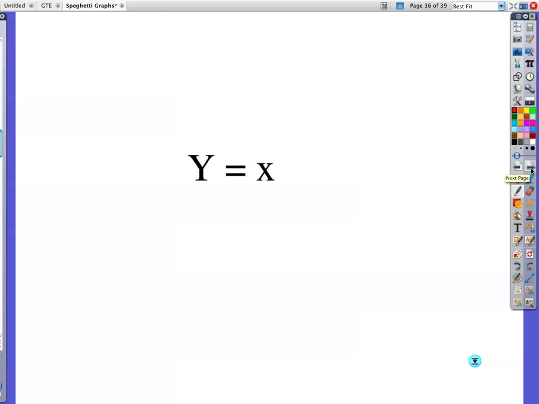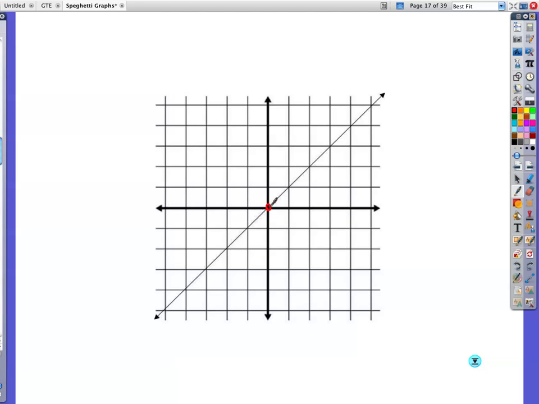Y equals x. It's kind of tricky. It looks like it's really difficult, but the slope, which is next to the x, is a 1. And once again, just because we don't see the 0 doesn't mean we don't have a y-intercept of 0. So y-intercept is 0, slope of 1. There's my y-intercept. Rise 1, run 1. Keep doing that over and over again.